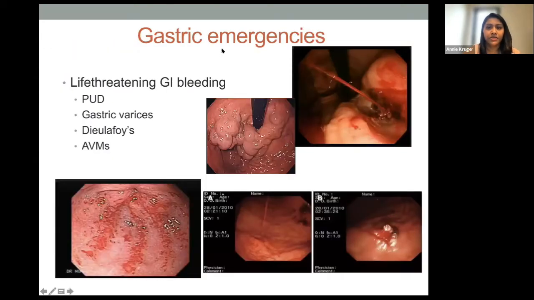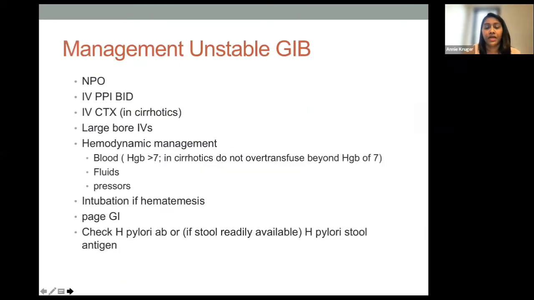All right. In terms of gastric emergencies, the most common one, I think the one we probably get paged about the most on our inpatient service, is going to be life-threatening GI bleeding. The most common causes of those GI bleeds are peptic ulcers, gastric varices, Dieulafoy's, or AVMs. But there are others, obviously. And that's just in the stomach. Okay, so there's other things that can bleed in other parts.